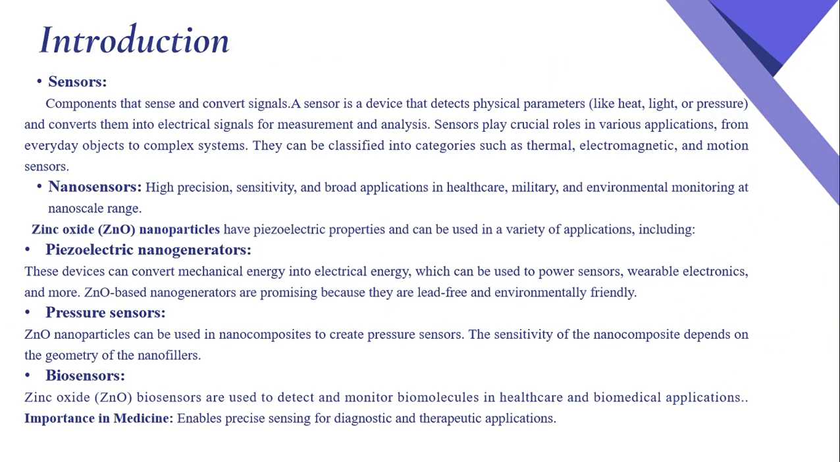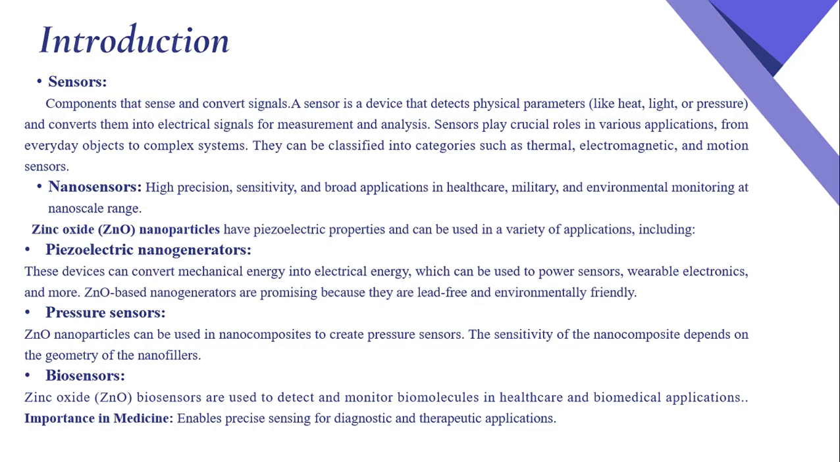Firstly, we talk about the introduction. What is a sensor? A sensor is basically a device that detects physical parameters and then converts them into electrical signals. Like here we take an example of a glucometer. A glucometer is a device which detects blood sugar level, and it mainly consists of a sensor which detects the blood sugar level and then converts it into an electrical signal, and it appears as a digit on the screen.